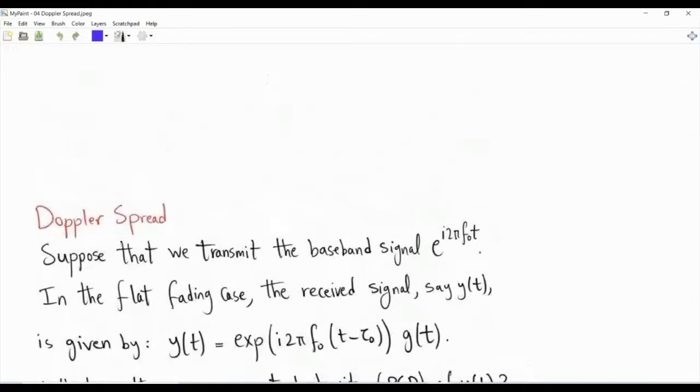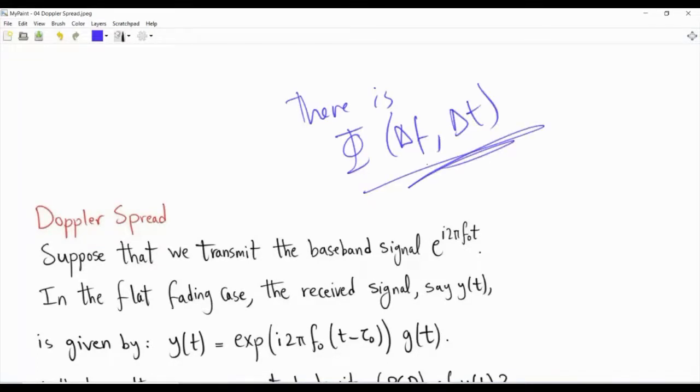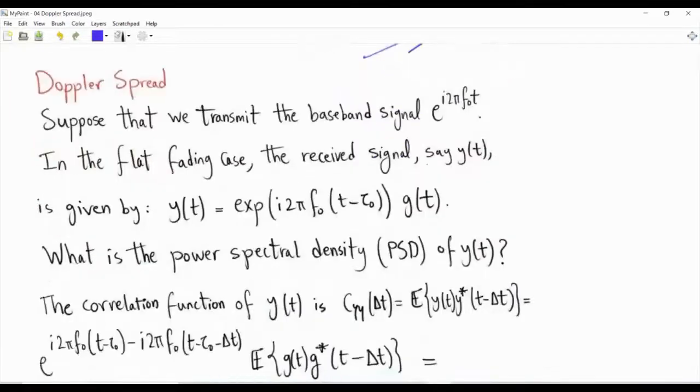If you wonder, there is a function phi of delta F, delta T. It's a two-dimensional function. It's not very easy to visualize and understand, but it is there. And again, channel modeling is not easy. You can take a full course on it.